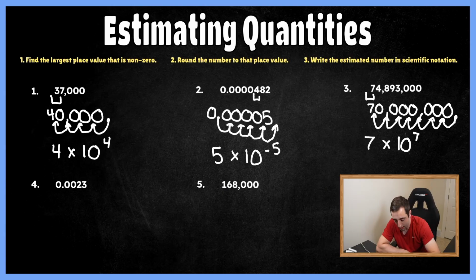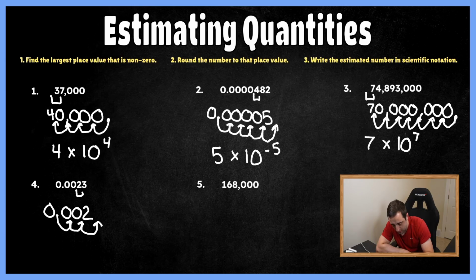Now let's go ahead and jump down to number 4. We need to locate our largest place value, which is a 2. We can't round this because the number behind it is not 5 or larger. So we have 0.002 or 2 thousandths. Now we need to convert this into scientific notation, our estimate. So we're going to move this once to the right, twice, 3 times. So this will be 2 times 10 to the negative third, just like the scenario we had in number 2.